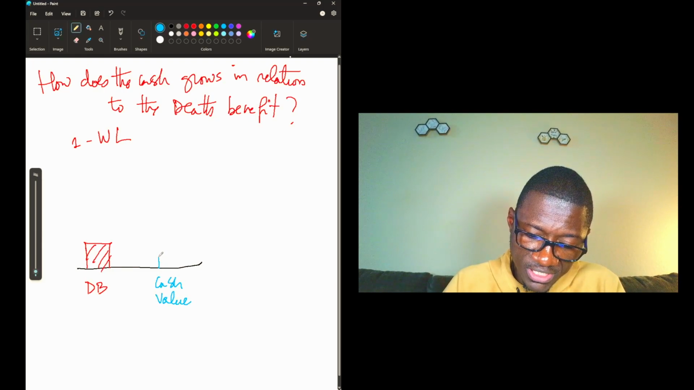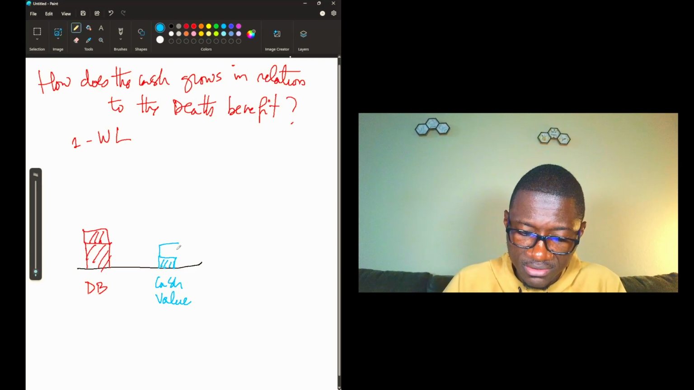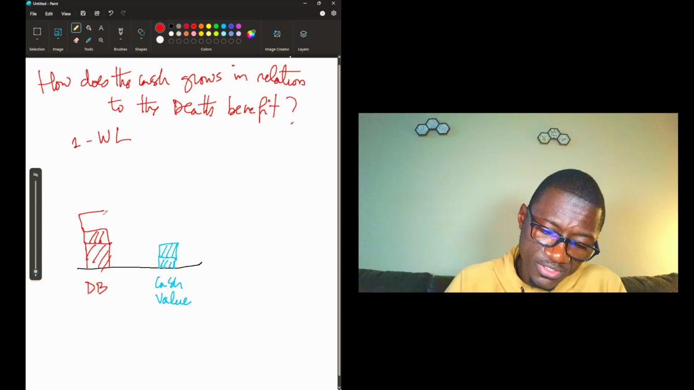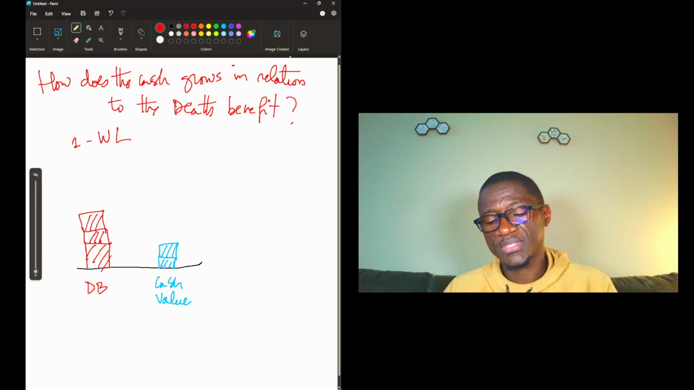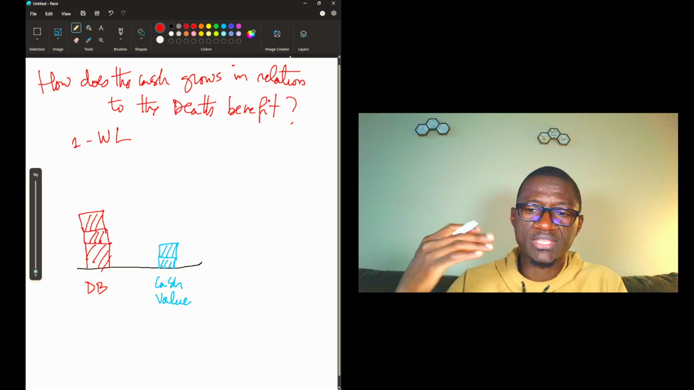At some point, the cash value is going to grow. Then the death benefit is also going to grow. Then cash value will grow again. Guess what will happen? Death benefit will grow one more time. So you will always have a situation where the death benefit is bigger than the cash value.